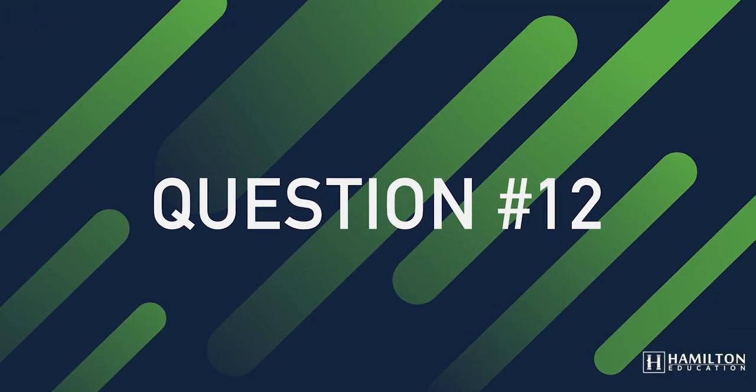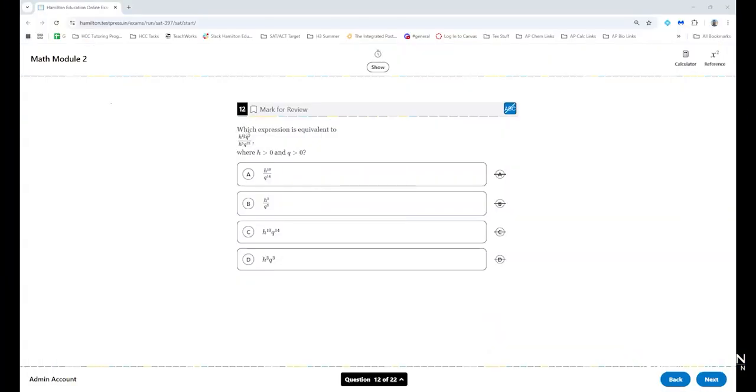Question 12. Which expression is equivalent to h to the 15 q to the 7 divided by h to the 5 q to the 21, where h is greater than 0 and q is greater than 0? So again, the greater than 0 here is important because if you had h equal to 0, you'd be dividing by 0, which would cause a problem. But this problem is basically using your exponent rules. So when we have the same base divided, we subtract the exponent. So we want h to the 15 minus 5.